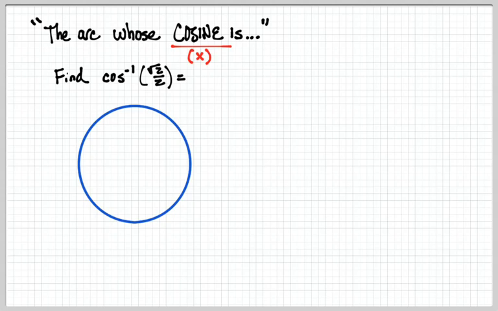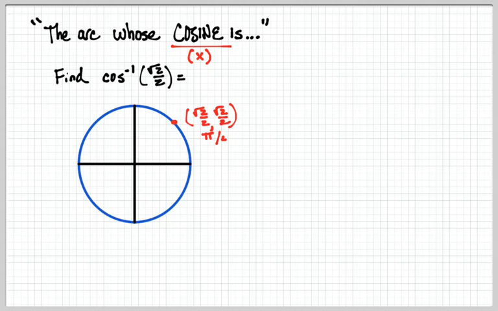Where is cosine inverse equal to rad 2 over 2? What's the radian measure there? That's one of them. Where's the other one? Close. 7 pi over 4. So pi over 4 is one of them. Actually, going to do it in black. And then the other solution is 7 pi over 4.